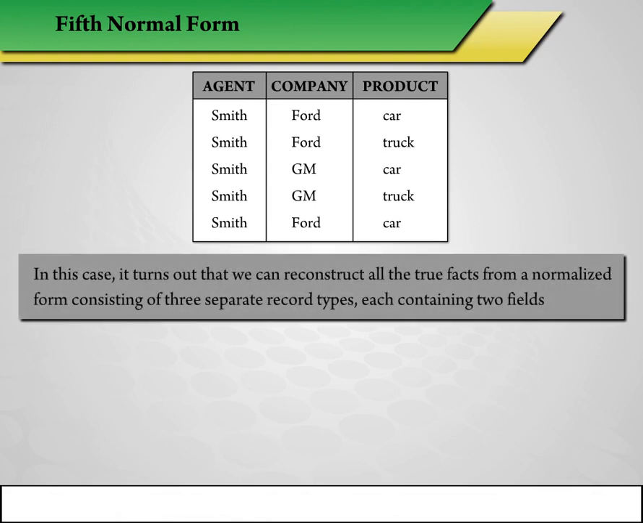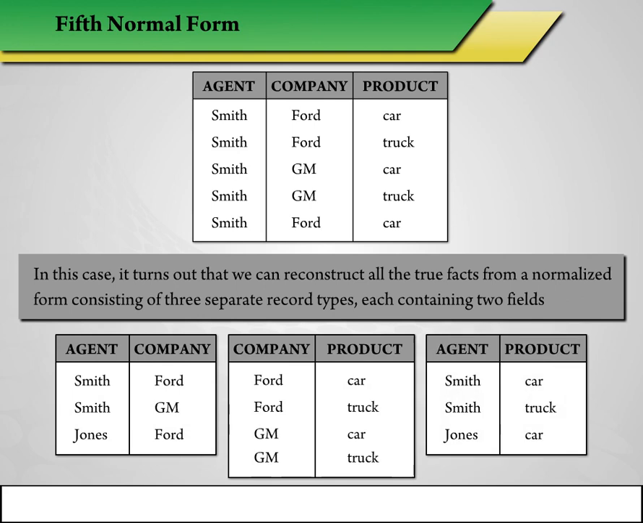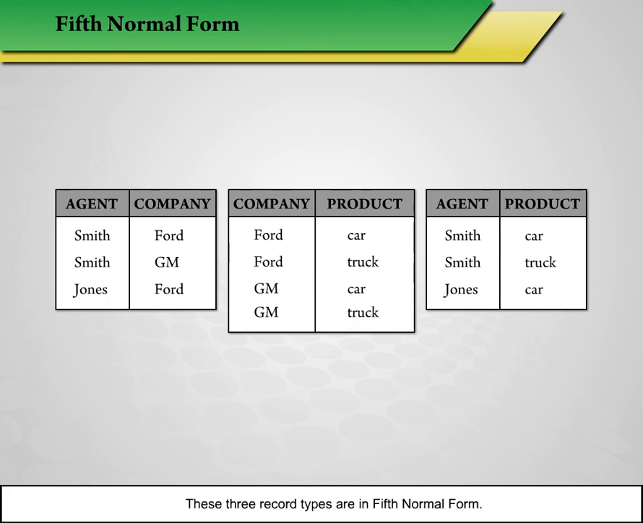In this case, it turns out that we can reconstruct all the true facts from a normalized form consisting of three separate record types, each containing two fields. These three record types are in fifth normal form.